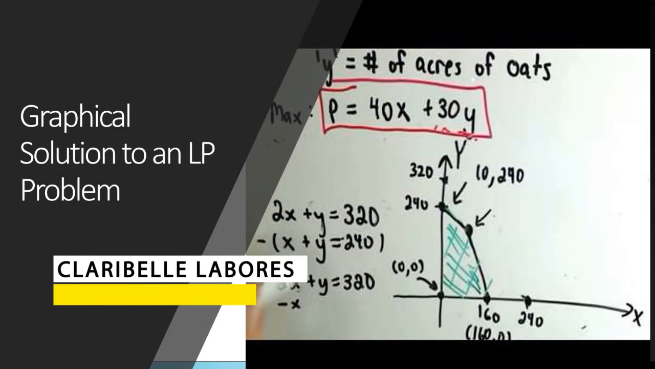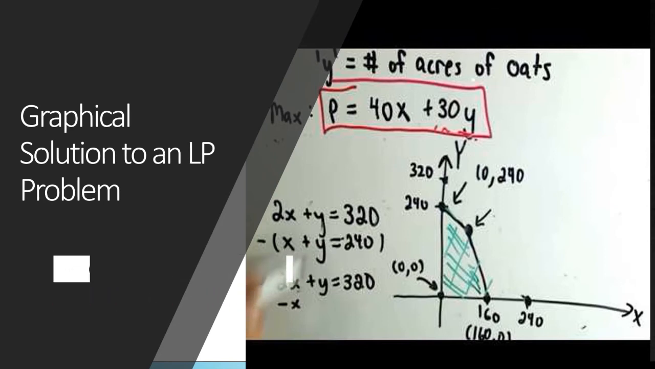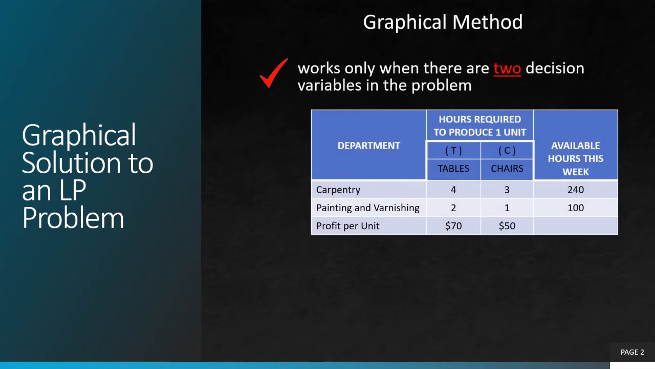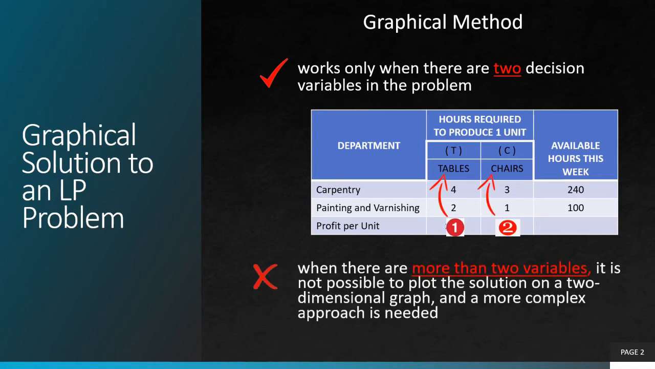I will be presenting the graphical solution to an LP problem. The graphical method is the easiest way to solve an LP problem. This works only when there are two decision variables in the problem. In the example, the variables are T and C, the tables and the chairs. But when there are more than two variables, it is not possible to plot the solution on a two-dimensional graph.